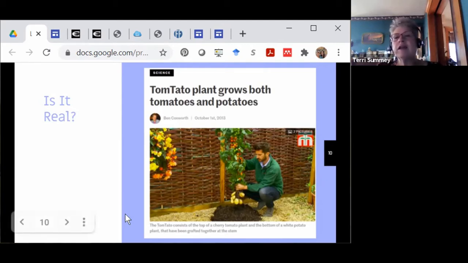Now, is it self-sustaining, and would this go on any further? Probably not, because they were grafted together. However, it's a unique concept, and it actually is real. It would definitely save garden space if you could do more of this.